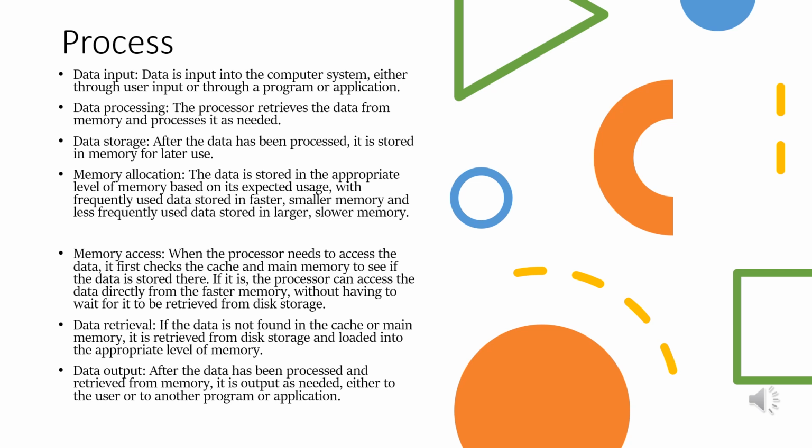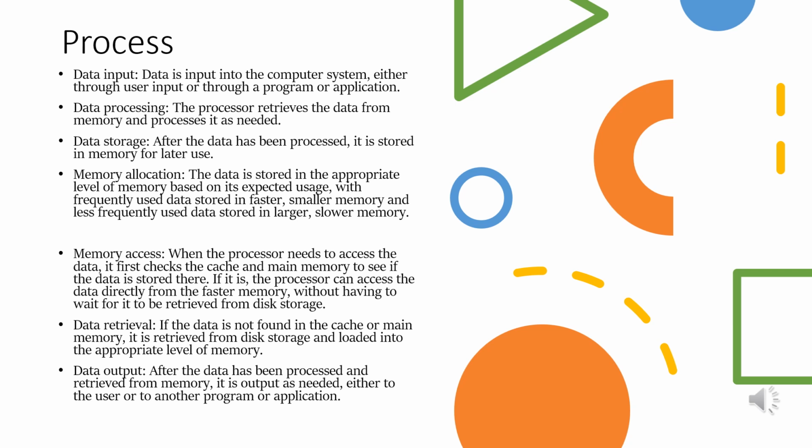Memory access. When the processor needs to access the data, it first checks the cache and main memory to see if the data is stored there. If it is, the processor can access the data directly from the faster memory without having to wait for it to be retrieved from disk storage.